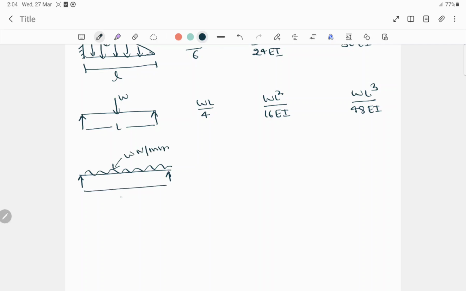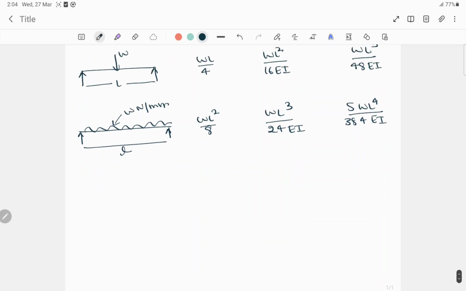Now again for a simply supported beam where UDL is acting, UDL of W Newton per mm, and this is the length. So for this type of beam, the bending moment will be WL square by 8, and the slope will be WL cube by 24 EI, and the deflection is 5 WL to the power 4 by 384 EI.